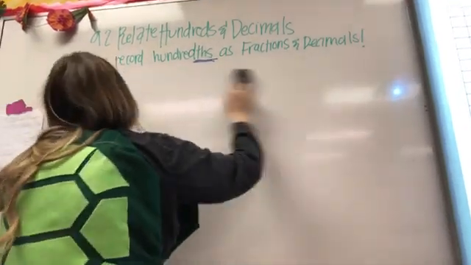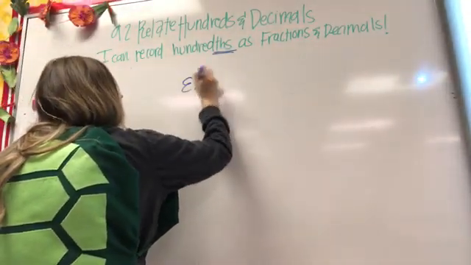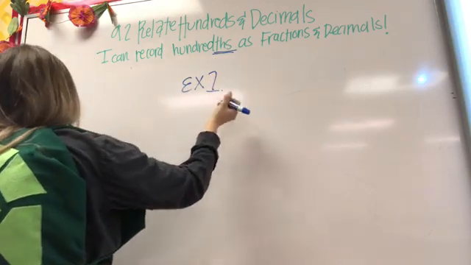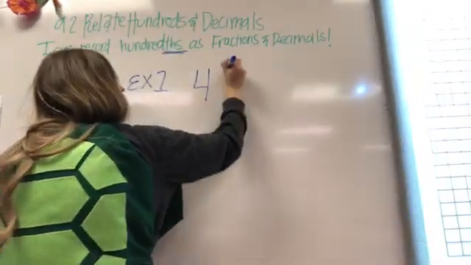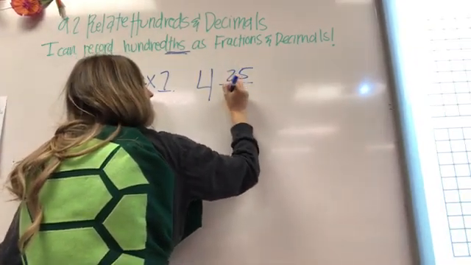All right. Let's talk about this. Example number 1. It's actually a lot simpler than you think it might be. If we had a number that is 4 and 25 over 100.